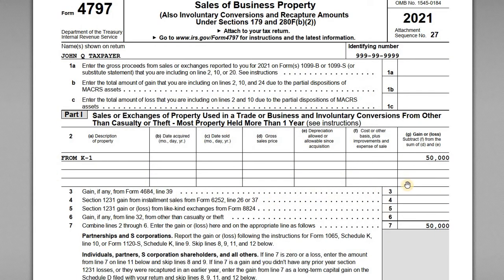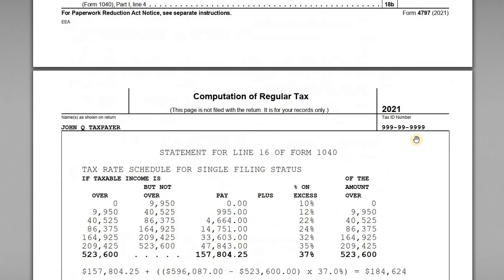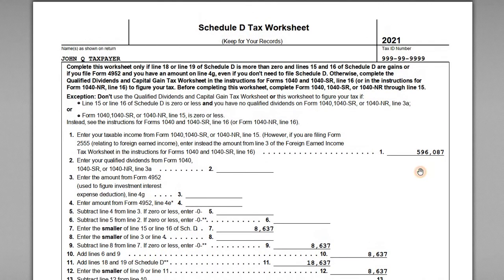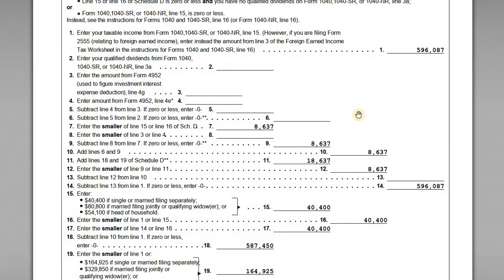We look at the 4797 down here. So this is the amount flowing through from the K1. That's all fine. And the piece that we're really interested in here is the Schedule D worksheet. The Schedule D worksheet reconciles how the unrecaptured 1250 gain is taxed. I'm not going to go through the whole Schedule D worksheet. I have separate videos on those, which I'll put below.